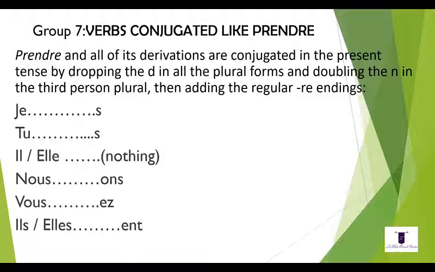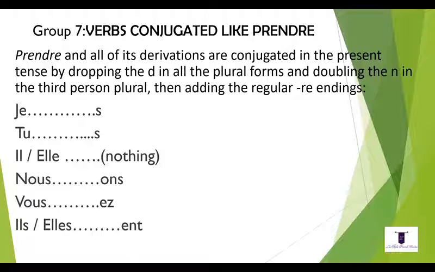It means that when you are forming the present tense of the verb prendre, we are going to use the endings that we use for the regular RE verbs. The endings are already here, you can see them. For the je, you add S; tu, you add S; il and elle, nothing. Nous, you add O N S. Vous, you add E Z. Ils and elles, you add E N T. We are going to use the same endings for these verbs.